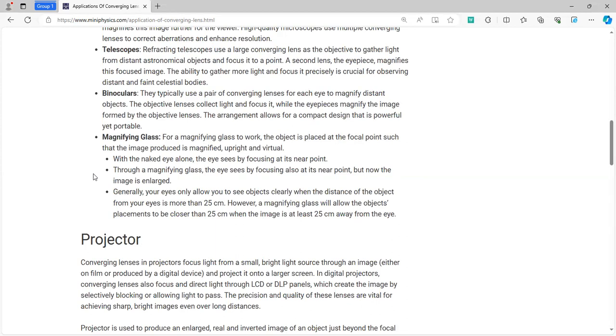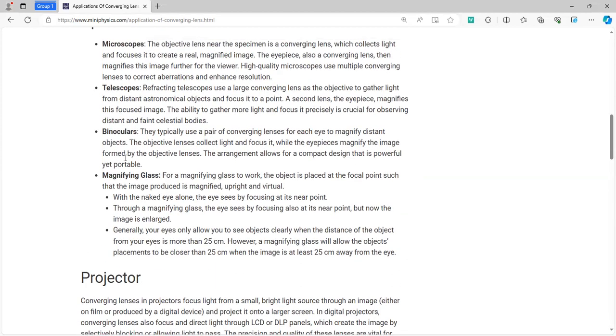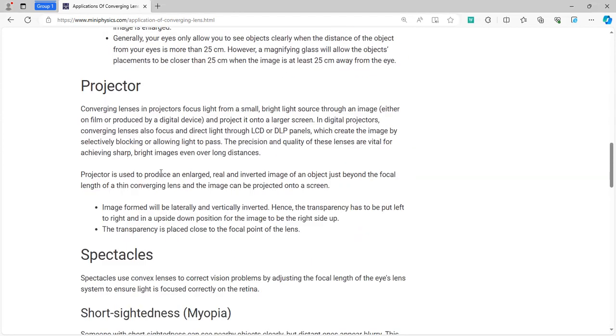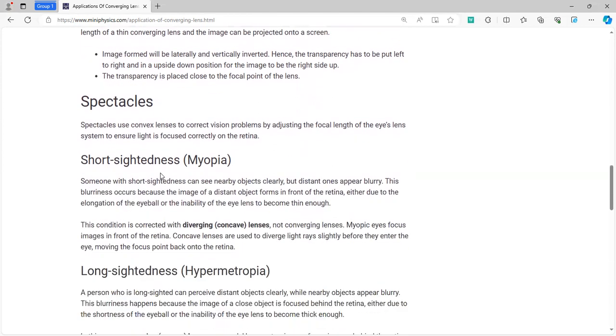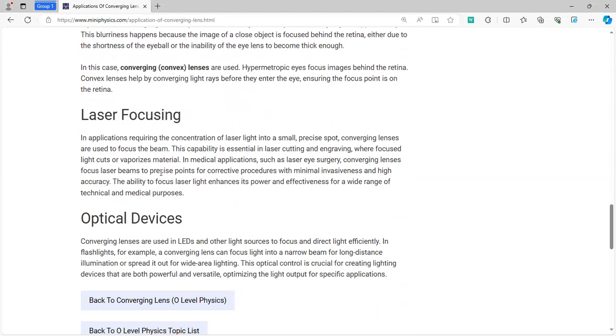Now in the case of each of these, a real image is produced. However, in the case of a magnifying glass, the image produced is upright and virtual. Like I told you, a real image is anything which can be produced on a screen. So you know that a projector also produces an image on a screen. The image produced is always enlarged, real, and inverted. And similar is the case with spectacles. The only exception is a mirror, in which the image produced is virtual and upright.